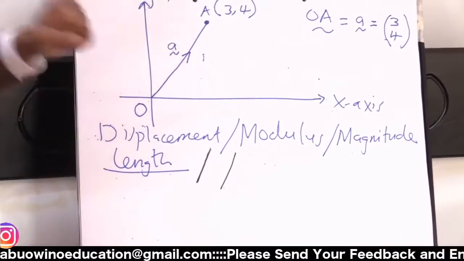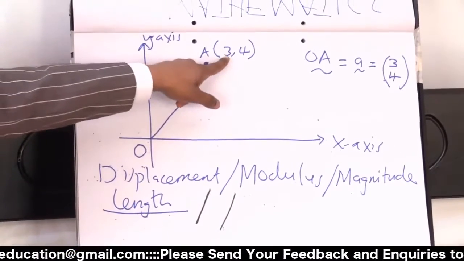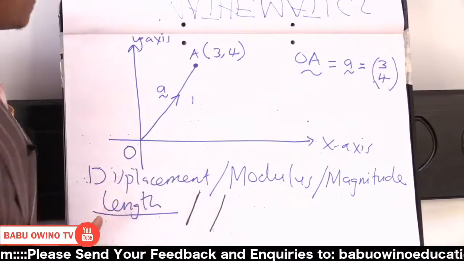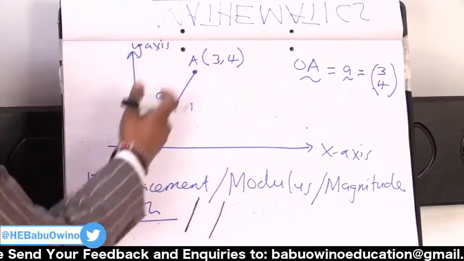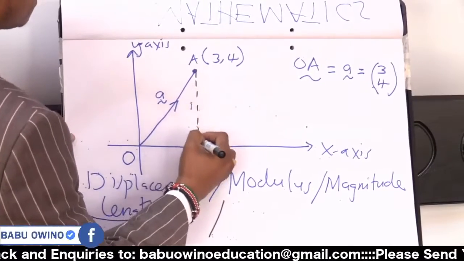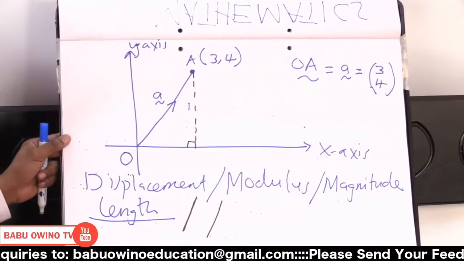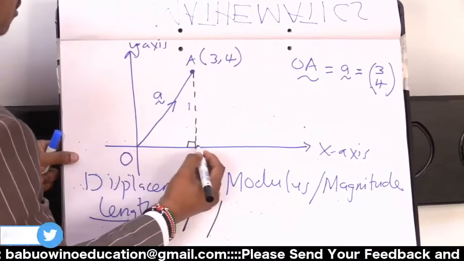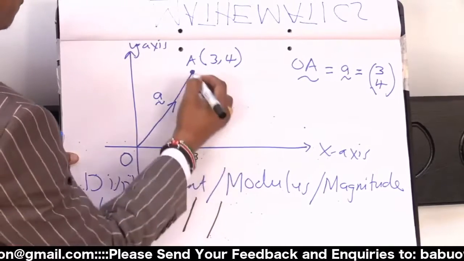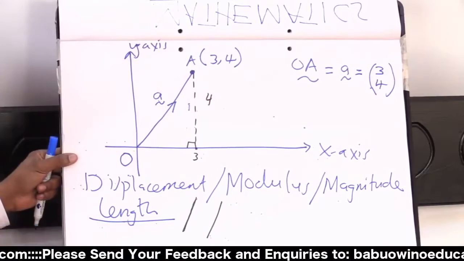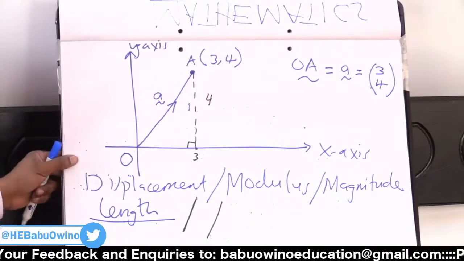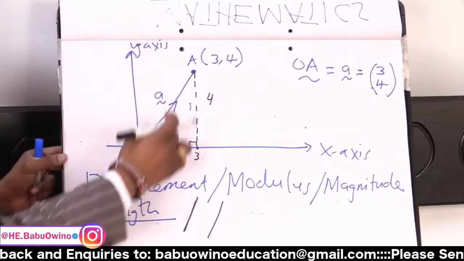From our Cartesian plane, if we have our coordinates 3, 4, and we want to find the length, the modulus, the magnitude, or the displacement of vector OA, simply drop this down. It is a very simple one. Then we form a right angle triangle. 3, 4 means 3 units to the x-axis, then 4 units to the y-axis. What we are forming here is a right angle triangle.